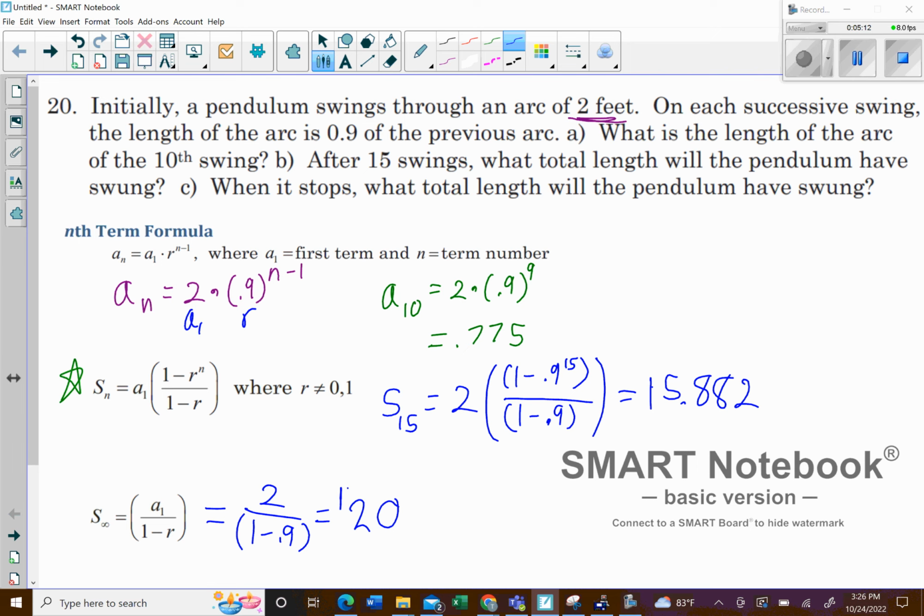And there we go. Okay, the next problem's pretty similar. It is a little trickier though. So let's go ahead and take a look at that.